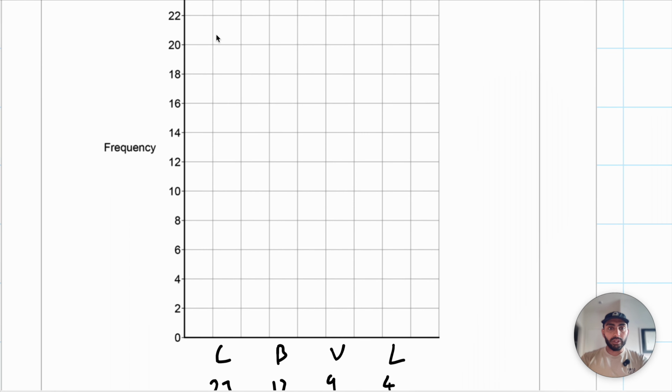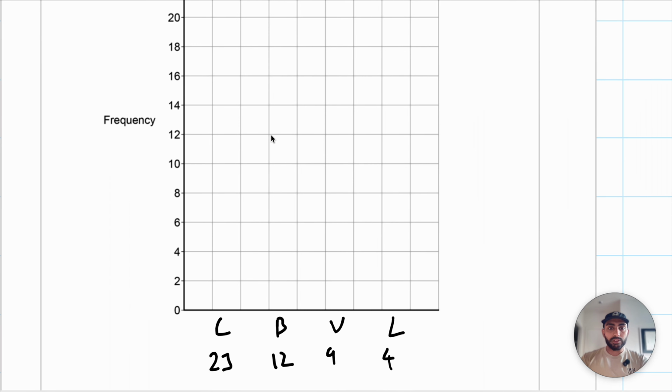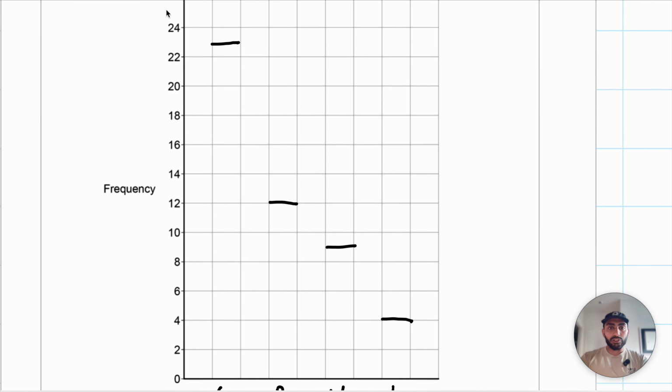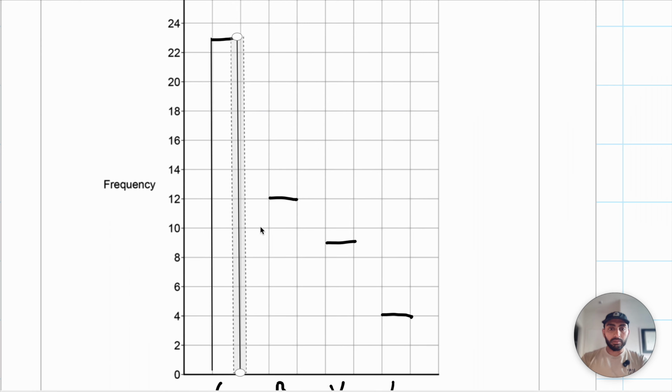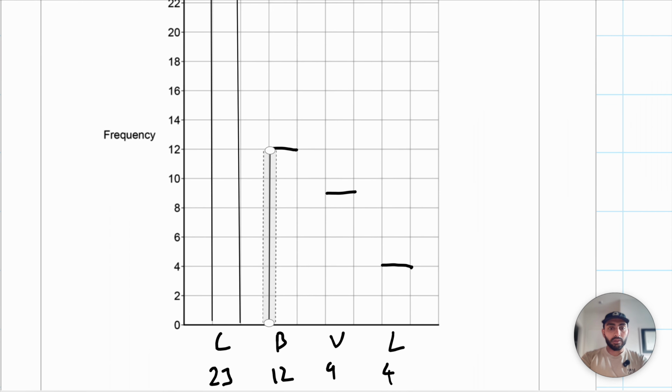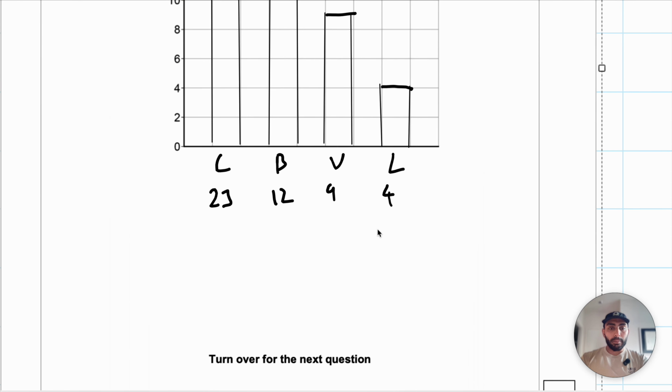I'm going to plot those on. So 23 is between 22 and 24, so I'll draw a line there. For buses, it's at 12, so that would be there. For vans, it'd be at 9, so that would be there. And for lorries, it'd be at 4, so that'd be there. And then I just draw my straight lines down. So first two done. And yours should look something like this.